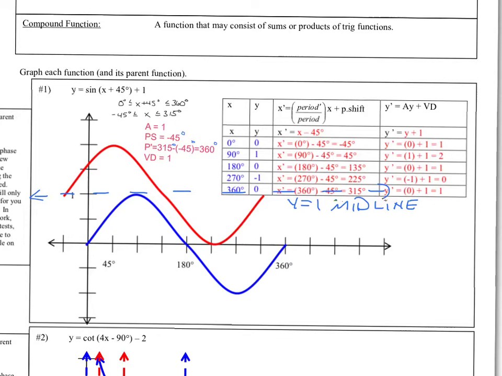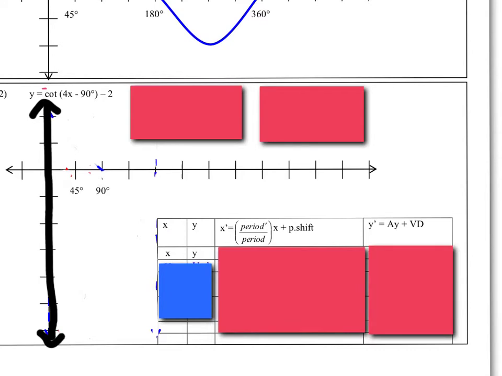Right, number 2 here, I changed this problem so it says negative cotangent. Please change that in your notes as well.